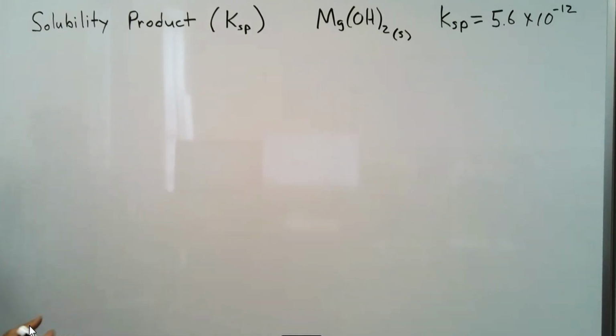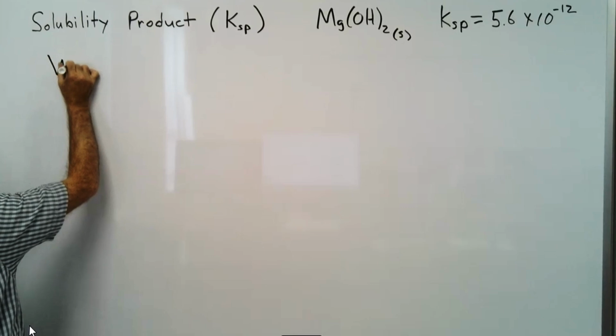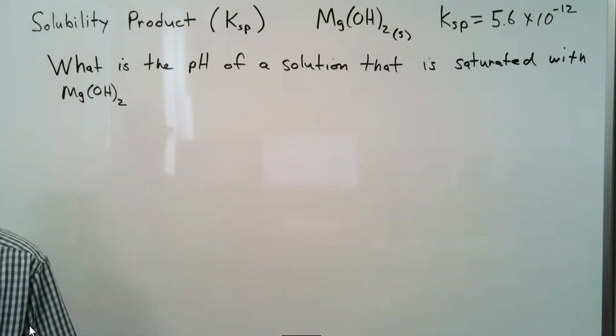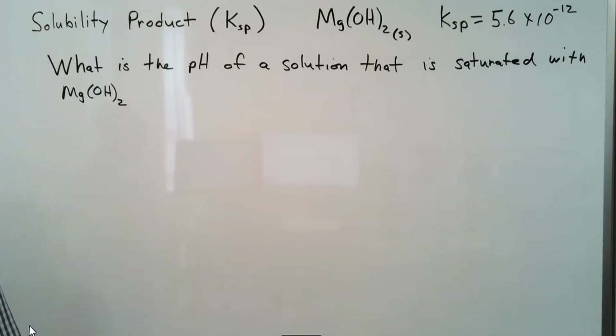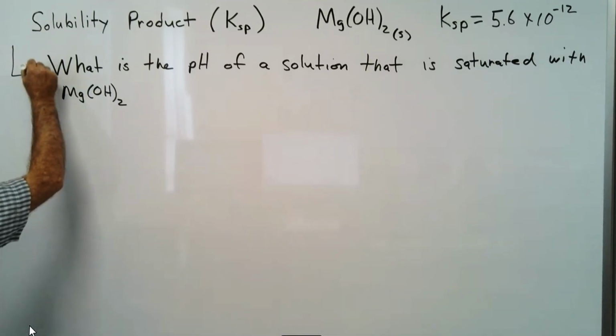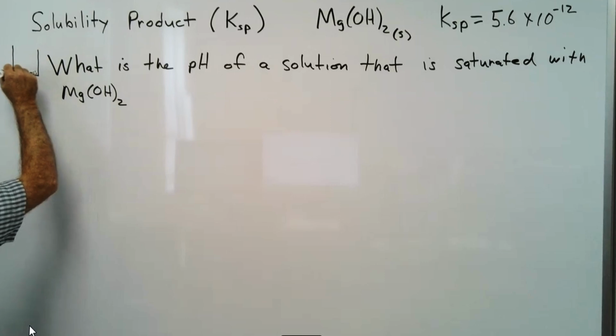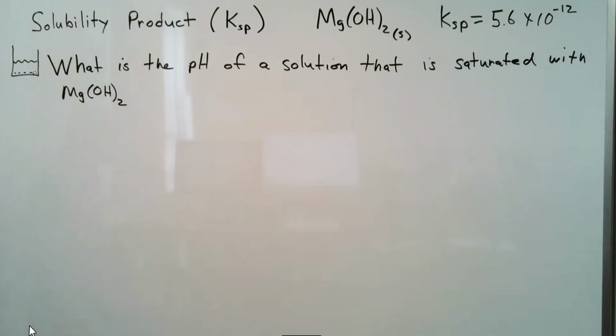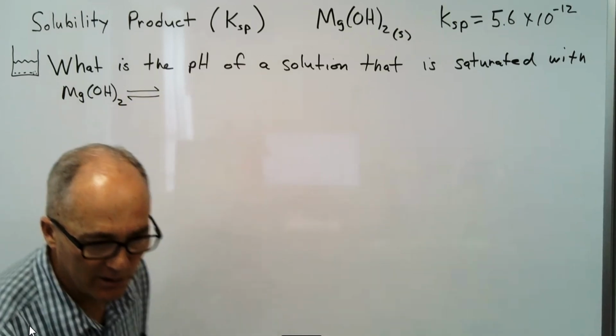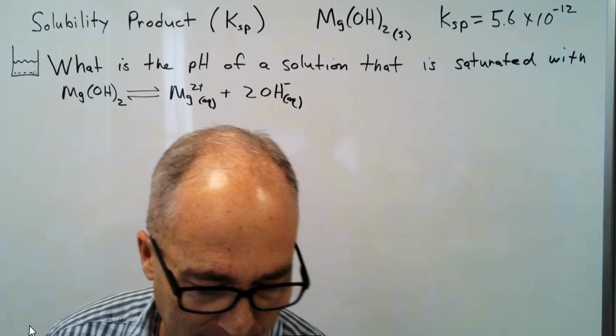So with all this in mind, we can write a word question. What is the pH of a solution that is saturated with magnesium hydroxide? We might imagine we have a beaker, the solids on the bottom, and there's some solution in there. So the first thing we need is a balanced chemical equation. Might look something like that.